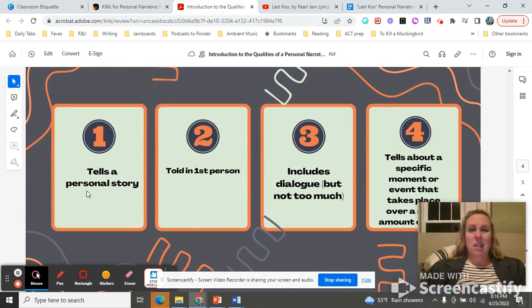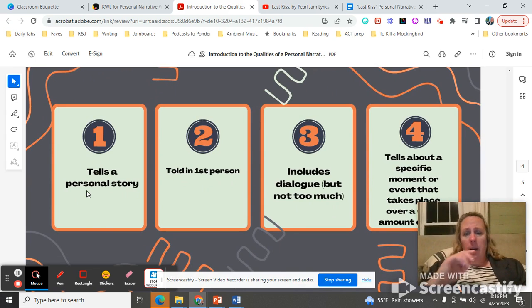So the first one is that it tells a personal story. It's not going to have fictional people in it. It's going to be something that is a personal story, okay? It's going to be told in first person.